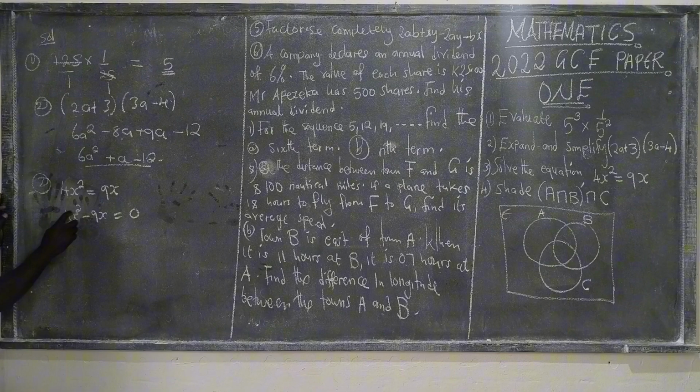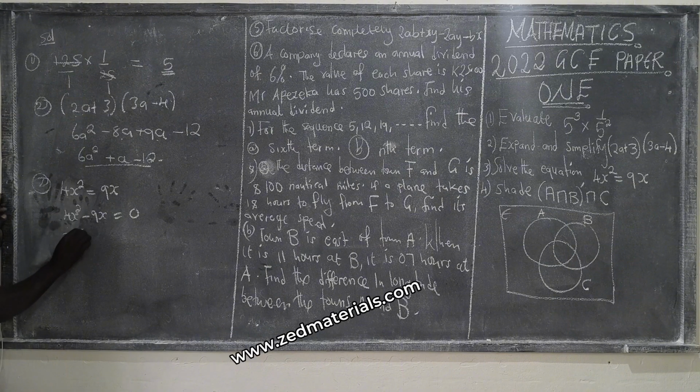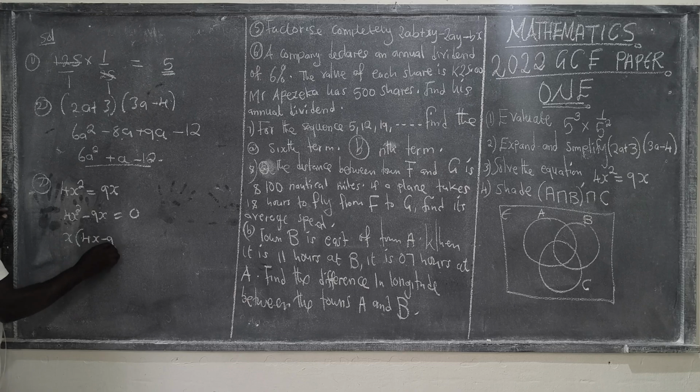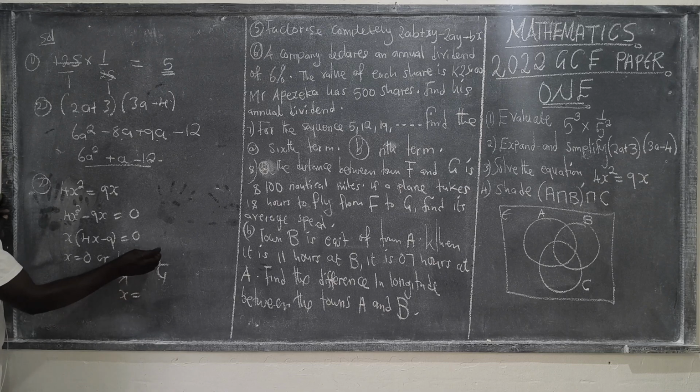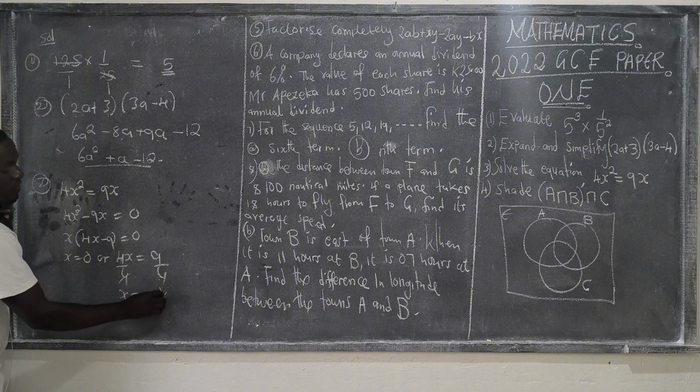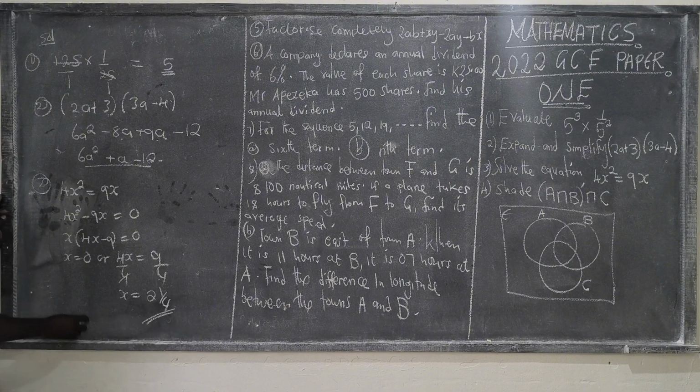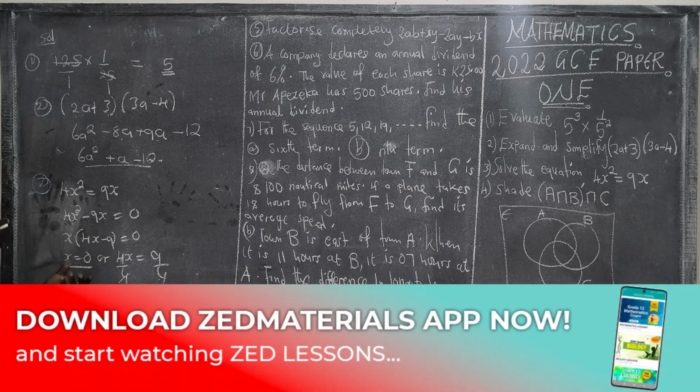From there, factorize. What is common here? It is x. Open the bracket, then you're going to have 4x minus 9 close is equal to 0. What is the value of x? Just say x is equal to 0 or 4x is equal to 9. You divide by 4 here and by 4 there. Then you have x is equal to 9 over 4, that is 2 remainder 1 over 4. So you have 2 answers, this one and this one. Then you have your 2 marks. So when you go to the Z material app, we explained what is happening here.